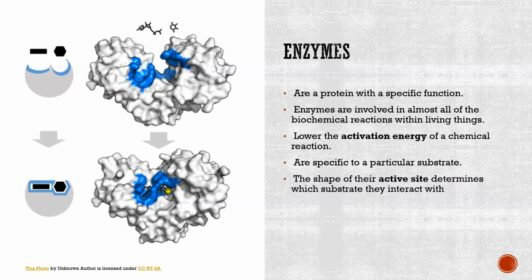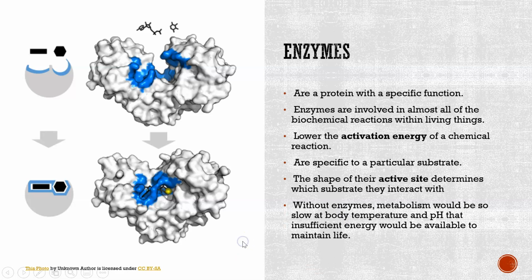Now, the shape of their active site determines which substrate they will interact with. And if you look on the diagrams to the left, you'll see this is the active site in the enzyme here. So this is a kind of representation where we're more looking at the real thing. Okay. As you can see, only molecules that are that shape will fit into that active site.